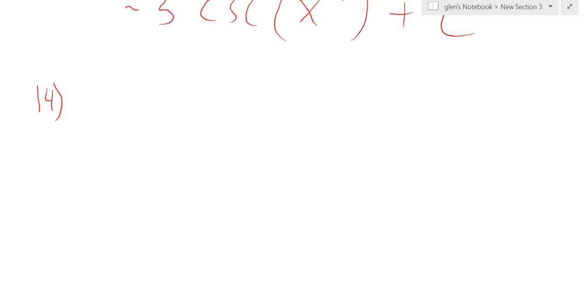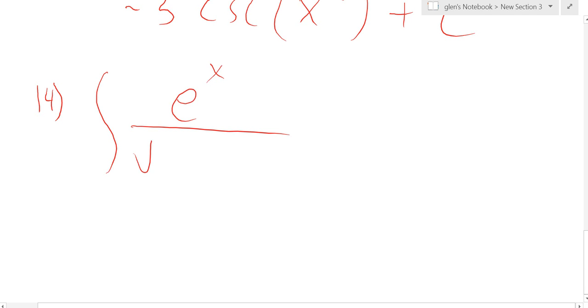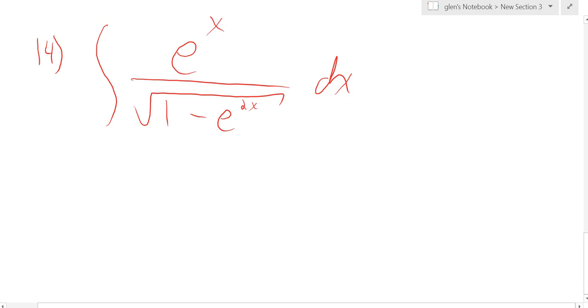Problem 14: the integral of e to the x over the square root of 1 minus e to the 2x dx. Hopefully you're thinking, when you see this, you've got a denominator, so u could be what's down there. But this also looks a little bit like an arc sine, because we have 1 minus something squared there. So we could try a couple things here.